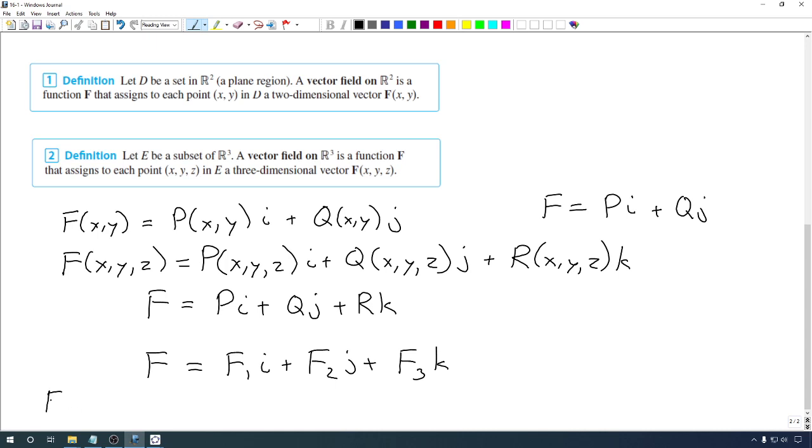So here we're going to say f of x, y is equal to y times i plus x plus y times j. So our component functions here are y and x plus y. You could call that p and that q if you want to.